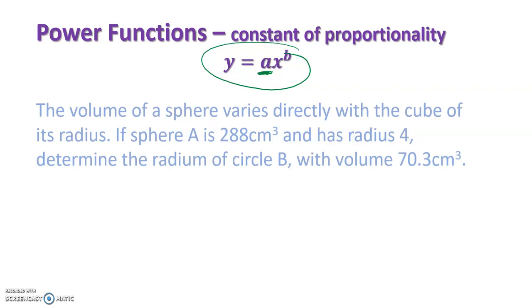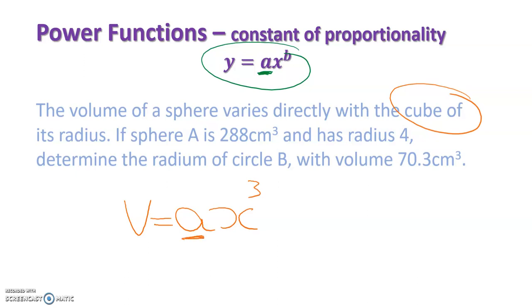So first let us set up our equation. We know it's a cube. So V equals A x to the 3. So we need to determine A. So we'll substitute our volume and our radius as V and x.